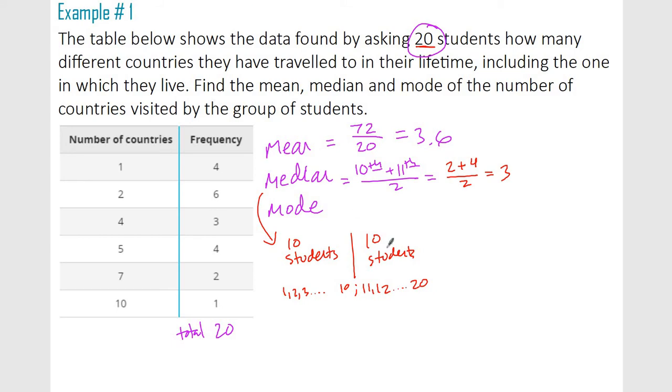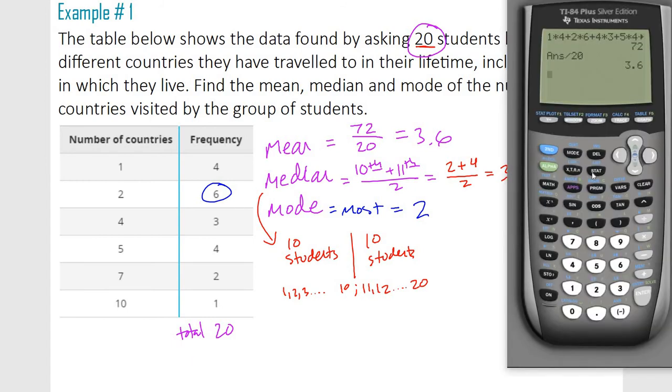And the mode is the one that happens the most, so that would be the frequency of 6, so that would be 2. Okay, so that's how you can do it algebraically. You can also use your calculator, so let me show you that.